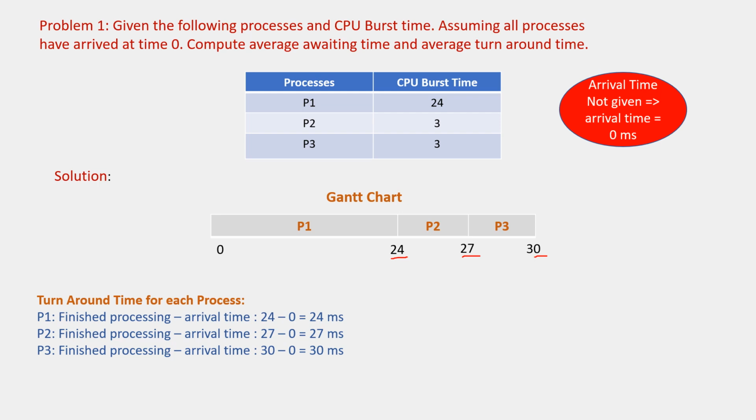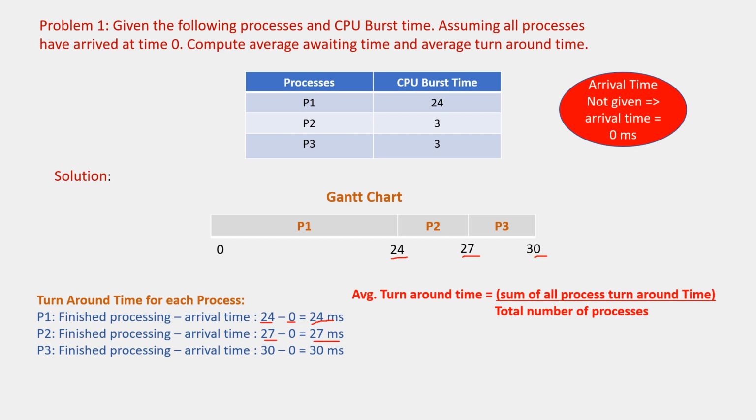Next, we calculate each process's turnaround time. Process P1 finished at 24 milliseconds and since it arrived at time 0, its turnaround time was 24 milliseconds. P2 finished at 27, and its turnaround time, that's the total duration that it was in the system, was 27 milliseconds. Next one is P3, which finished at 30, and so its turnaround time is 30 milliseconds.